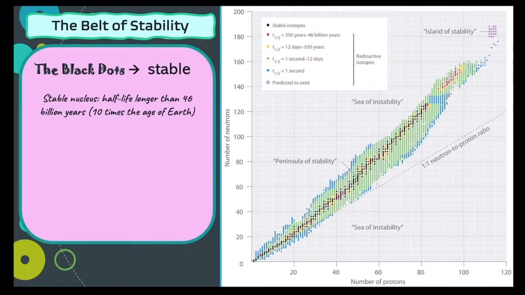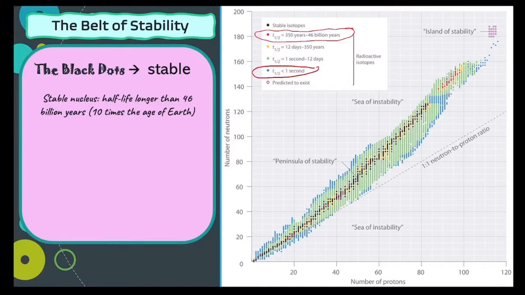Now, notice the colors surrounding the black dots. There's red, yellow, green, and blue, as well as purple. So there's a key at the top of the graph showing you the half-life of each of these isotopes. So you'll notice that the red dots, those represent isotopes with very long half-lives, or the more stable isotopes. Down at the bottom here of this key, you can see the blue dots have the lowest half-life. They're predicted to last less than 1 second.